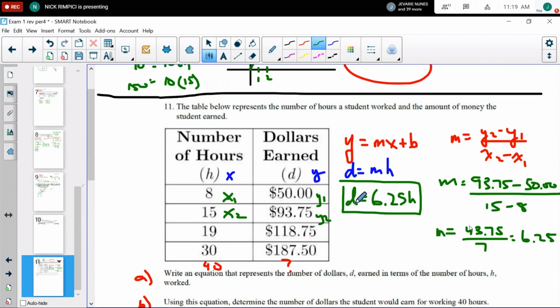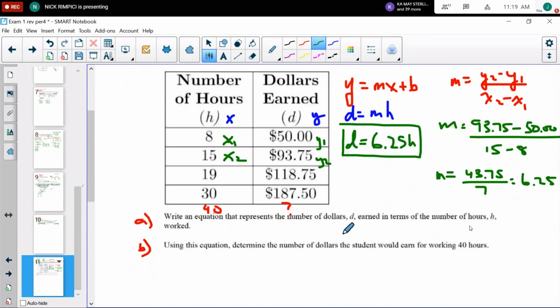If you want to figure out what he makes, you just put the number of hours he works in for H, and that'll give you D. The reason you can do this is because you're earning 6.25 an hour. So just multiply the amount of money you earn per hour times the number of hours you work, and you have the salary. That's pretty easy. So for D, they just want the equation to be placed here. I'll place it here. D is 6.25H.